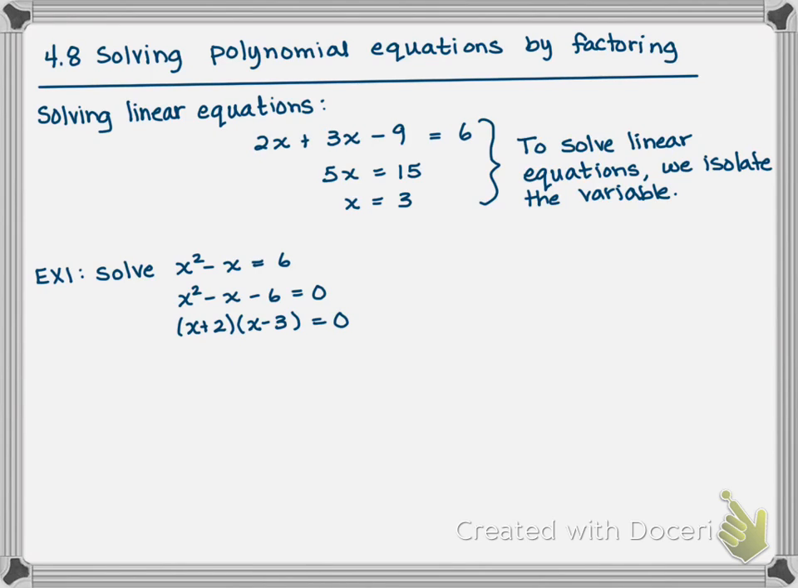So now we have a product on the left, we have a 0 on the right, so I'm going to set each of my factors equal to 0, and solve. So I have x equals negative 2 and x equals 3 as my solutions. So far, so good? Okay, let's do some more.